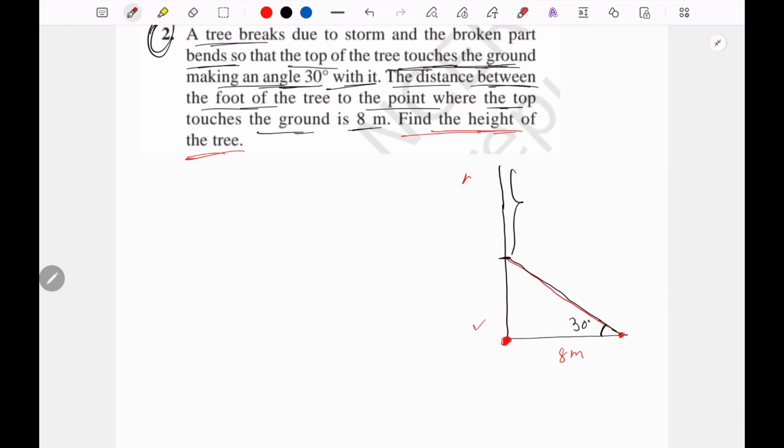So from the figure you can see that, just write what are the given things. So solution of 2. So write first given: theta equals 30 degree. So let's assume this is A, this is B, and this is C, and this is D. So theta equals 30 degree.